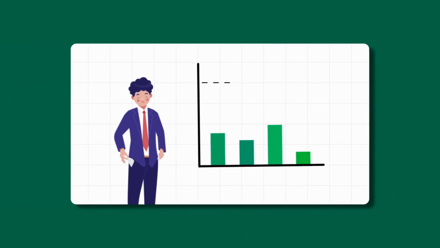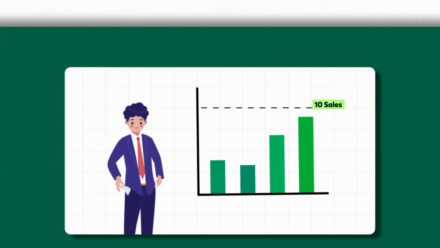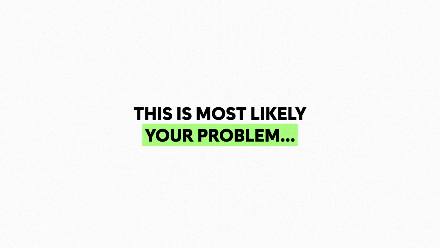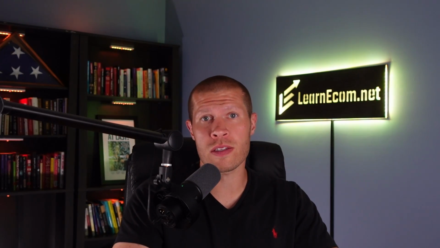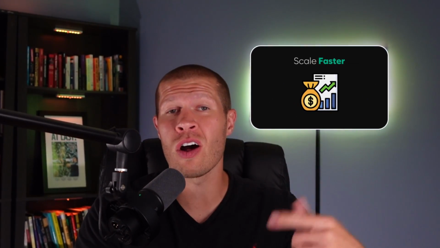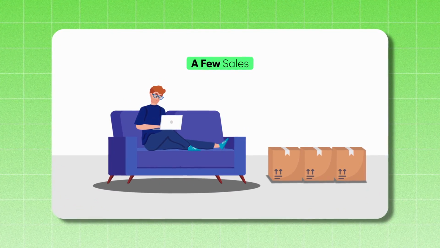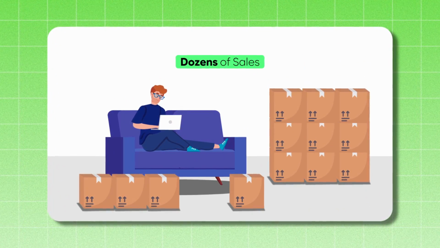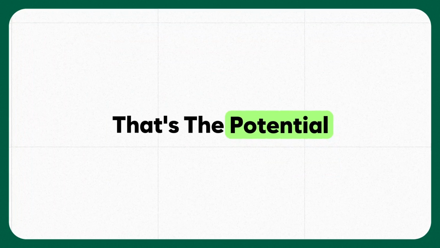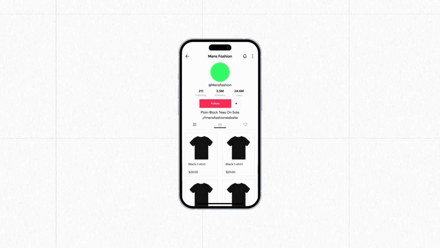If you've tried to sell on TikTok Shop, but for whatever reason you can't seem to get over that 10 sales per day hump, this is most likely your problem. And if you haven't yet sold on TikTok Shop, but maybe you want to at some point, this will help you scale a lot faster when you do decide to start. Now, imagine turning just a few sales a day into dozens or even hundreds. That's the potential we're looking at when we connect the right affiliates to our TikTok Shop.